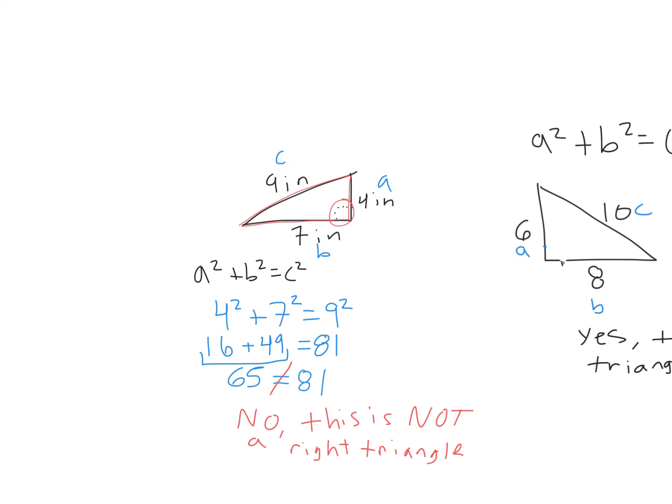And some of those may be multi-step, so you may need to use the Pythagorean theorem to find a missing side length in part of the shape, and then that will give you more information that you can then apply the Pythagorean theorem to again to find another missing side length.